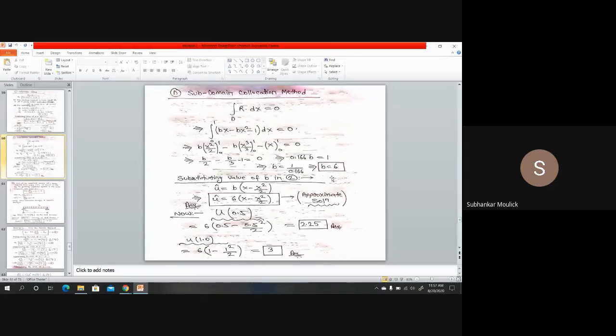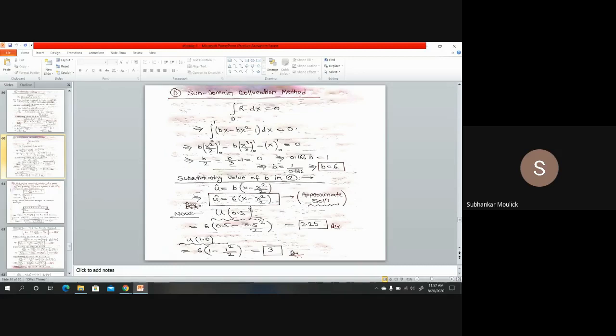techniques. So here you are getting b as 6. You will substitute this value of 6 in your approximated solution. Your approximate solution is b into x minus x square by 2. Substitute the value of b equal to 6.